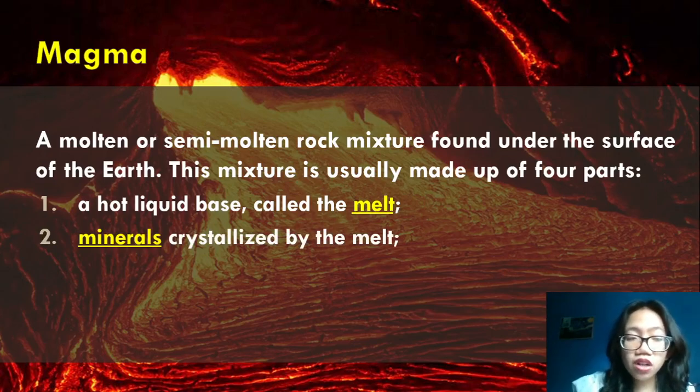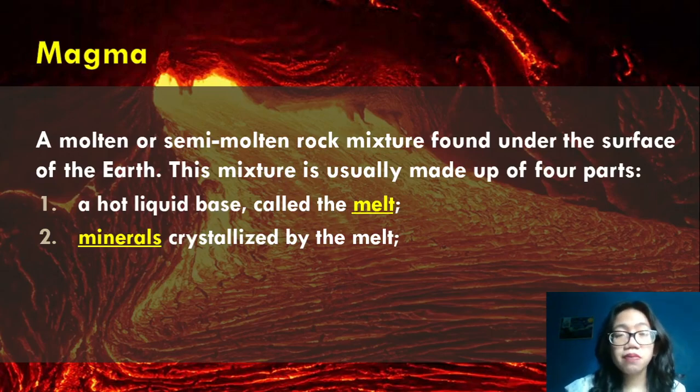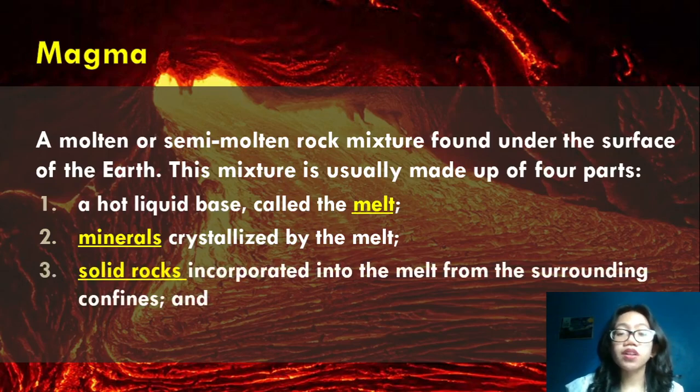Next, you have minerals crystallized by the melt. The minerals located within the flowing magma have a high melting point. That's why they remain solid. The same goes for the solid rocks incorporated in the magma. They have a high melting point. That's why they can maintain their structure despite the high temperature.